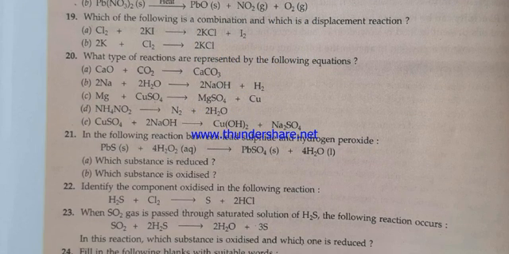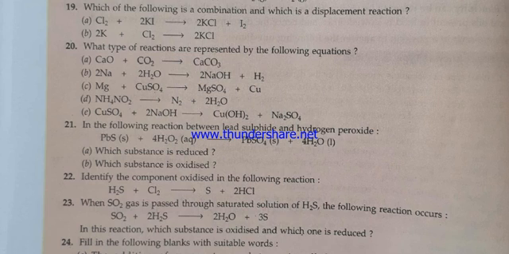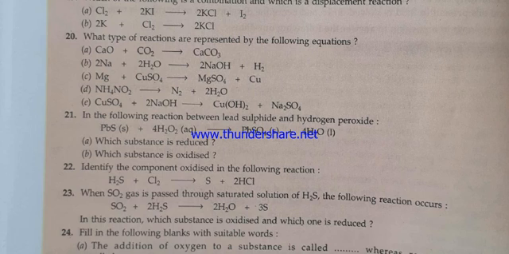In the following reaction between lead sulfide and hydrogen peroxide, which substance is getting reduced? Here Pb is having addition of oxygen. PbS is having addition of oxygen, so it is oxidized, its oxidation will occur. PbS is oxidized.